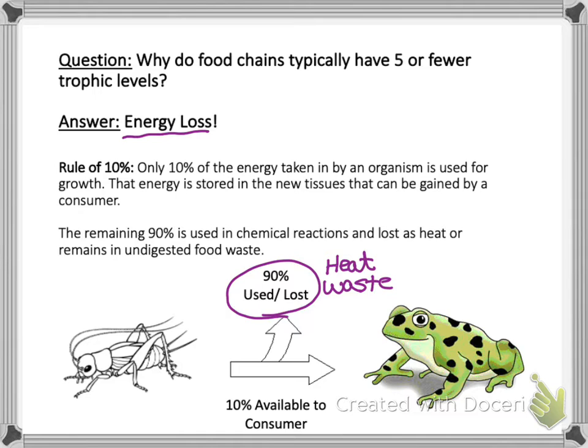Now, the 10% rule is a general rule. Not every organism is going to automatically be putting 10% of its energy budget into growth. So for example, a younger organism might devote more of the energy it takes in to growth than, say, an older organism would. So in general, it's around 10%, but it's going to vary depending on the organism.